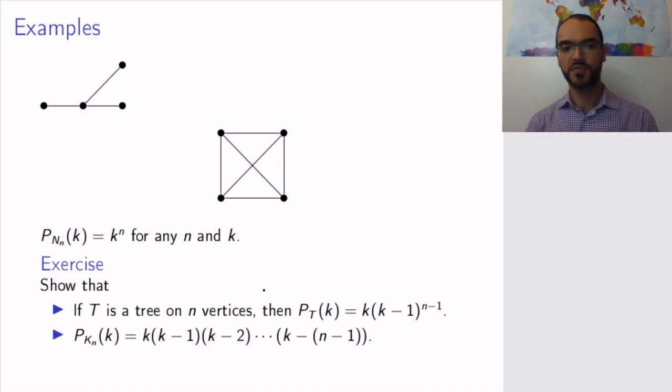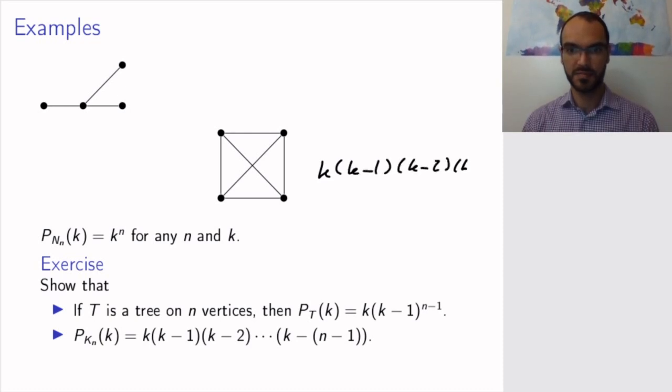Another exercise, prove that for the complete graph, the number of colorings with k colors is k times (k-1) times (k-2) times (k-3), etc., all the way to k minus the number of vertices minus 1. So remember, for this one guy, we had k times (k-1) times (k-2) times (k-3). So maybe use a similar strategy for the general complete graph.